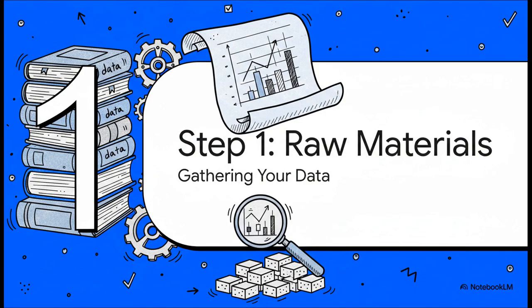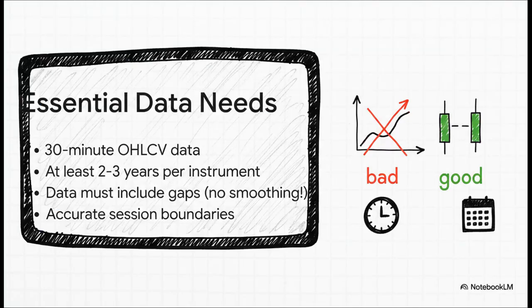All right, step one. Any good blueprint starts with the right raw materials. And for us, that means getting your hands on high-quality historical data. And I can't stress this enough, the quality of your backtest is 100% dependent on the quality of your data. This first step is absolutely crucial. Now here's where it gets interesting. You actually want realistic, maybe even a little bit messy data.